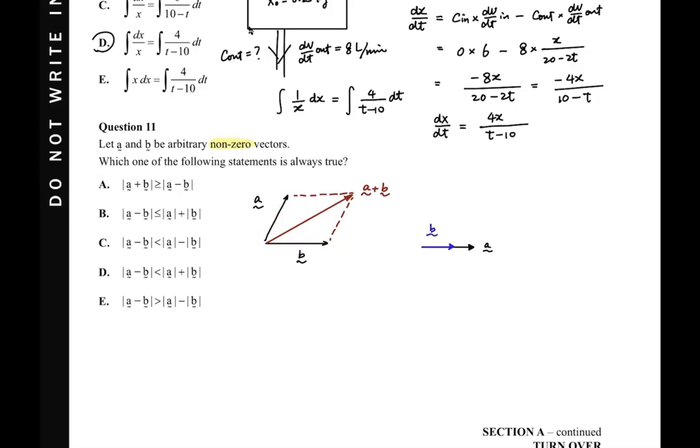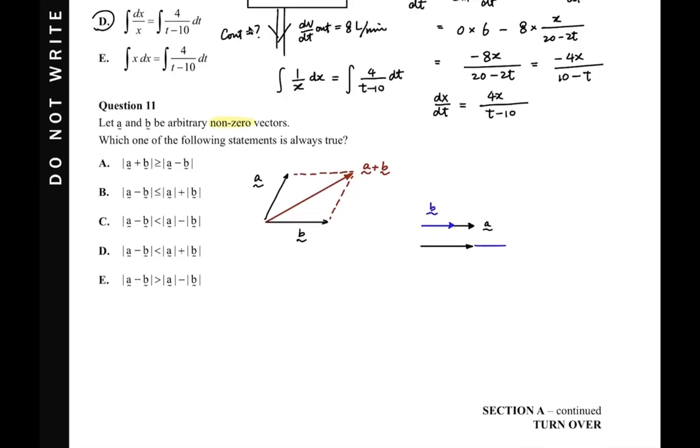The final product will be the length of A in this direction plus vector B here. So the whole thing will be A plus B. In this case, the sum of the lengths of B and A will be greater than or equal to the length of A plus B itself. This is called the triangular inequality. So I'm going to write the absolute value of A plus the absolute value of B is greater than or equal to the absolute value of A plus B.